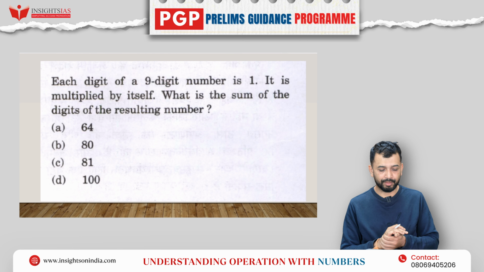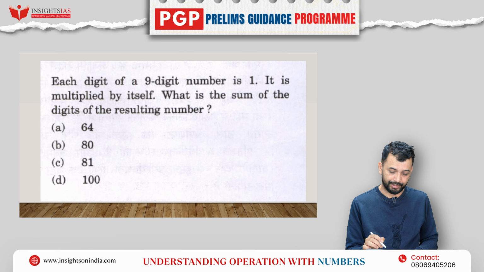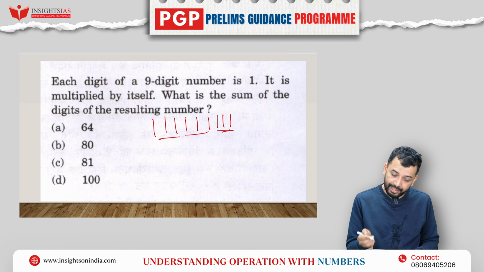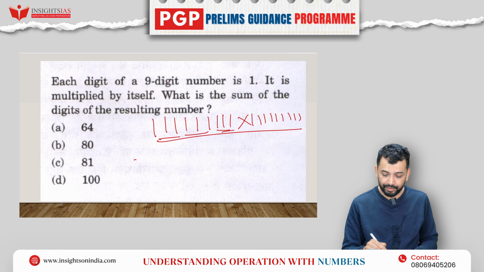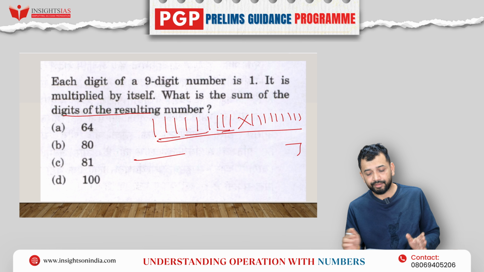Now let's go to the next problem. Each digit of a 9-digit number is 1. That is, each of the 9 digits is 1. Again it is multiplied with itself. That means you are multiplying another number of nine 1s with the nine 1s. Now whatever answer you are getting, what is the sum of the digits of the resulting number?